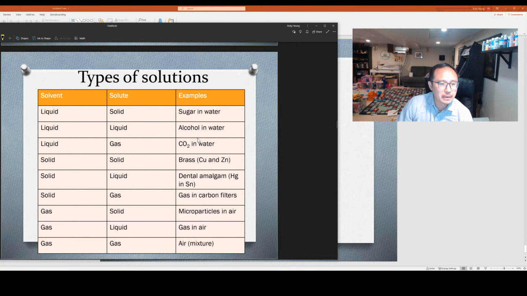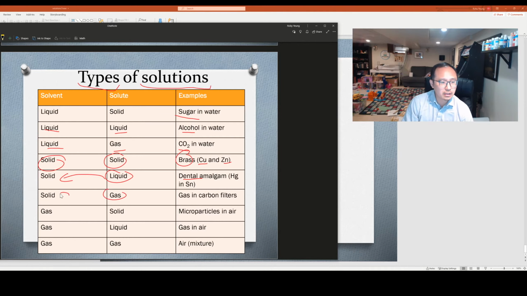I'm going to bypass the types of solutions. I'll let you guys read this, but these are just the different possibilities, combinations of solutions. You can mix a solid into a liquid, like sugar. You can mix a liquid into a liquid. This is just like drinking alcohol. You can mix gas into liquid, just like your carbonated water, right? Or you can have solid in a solid, which is like brass, because brass is copper and zinc. You guys play brass instruments. That's how they make that, copper and zinc. You can have liquid in a solid. This is like your dental amalgams, if you ever have any filling or covering for your teeth.